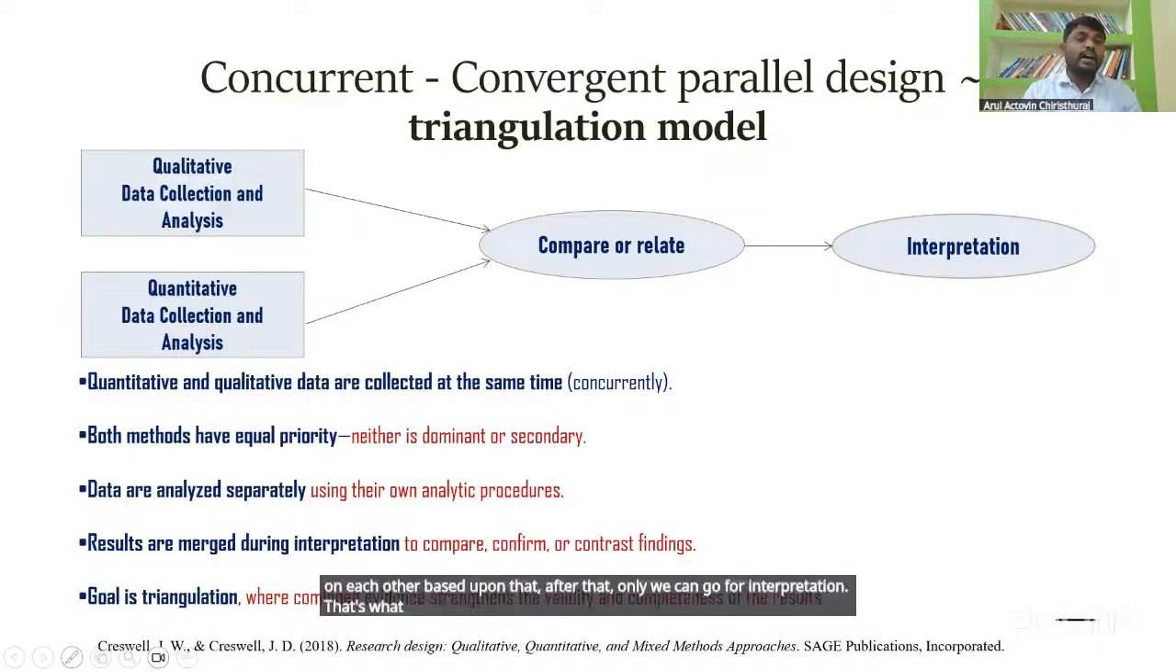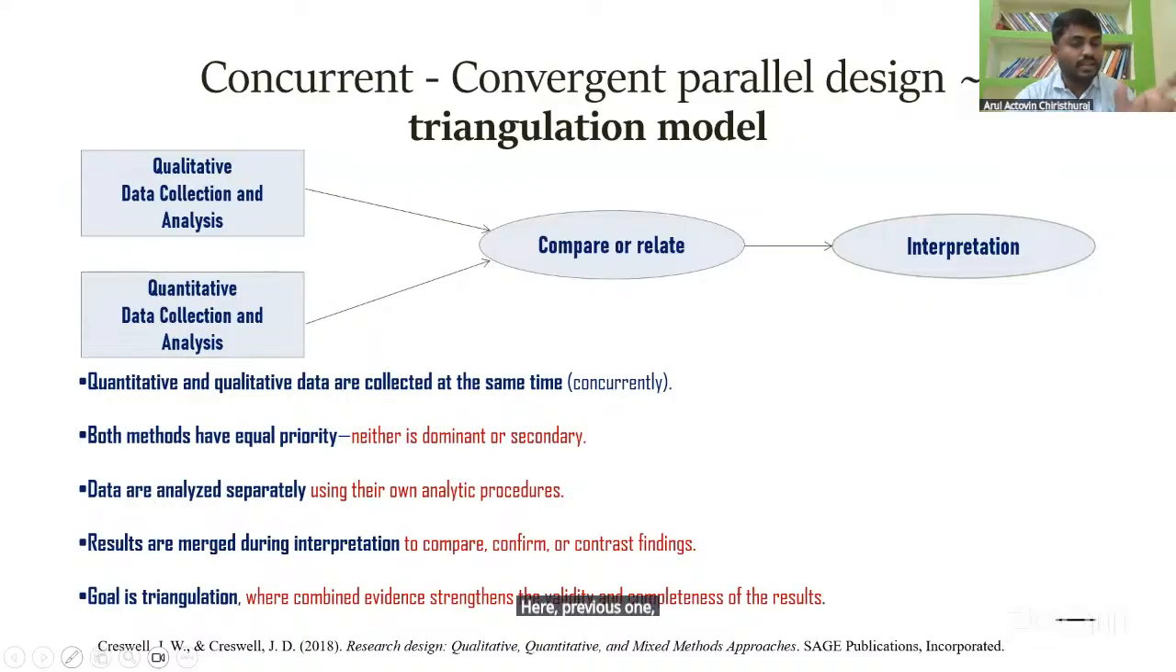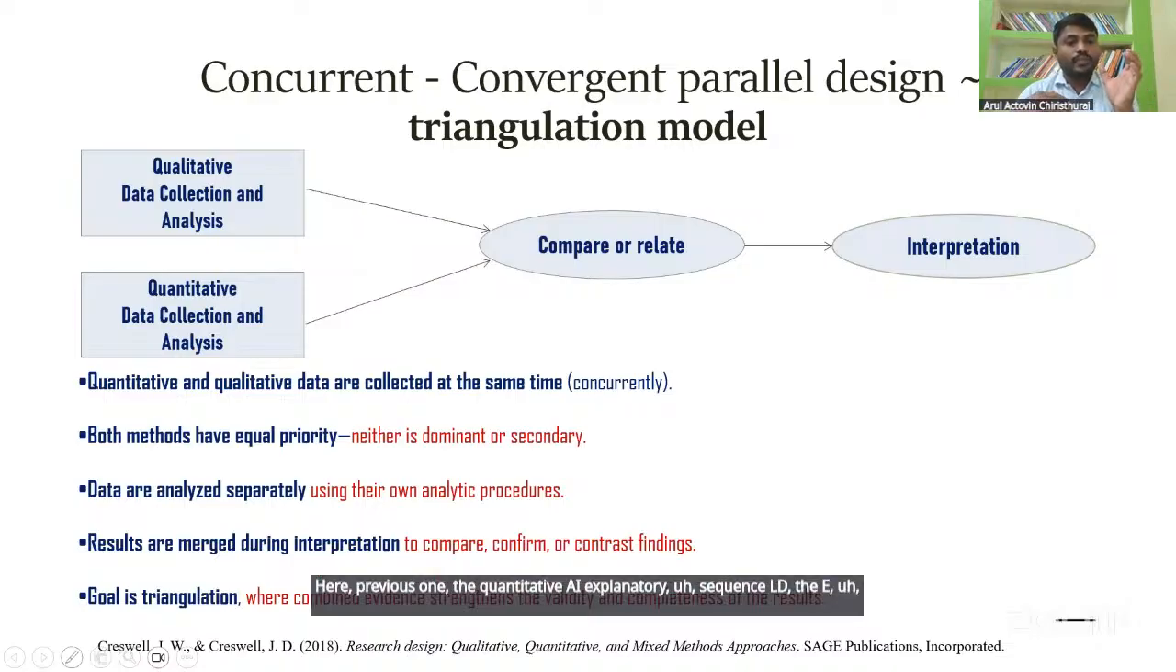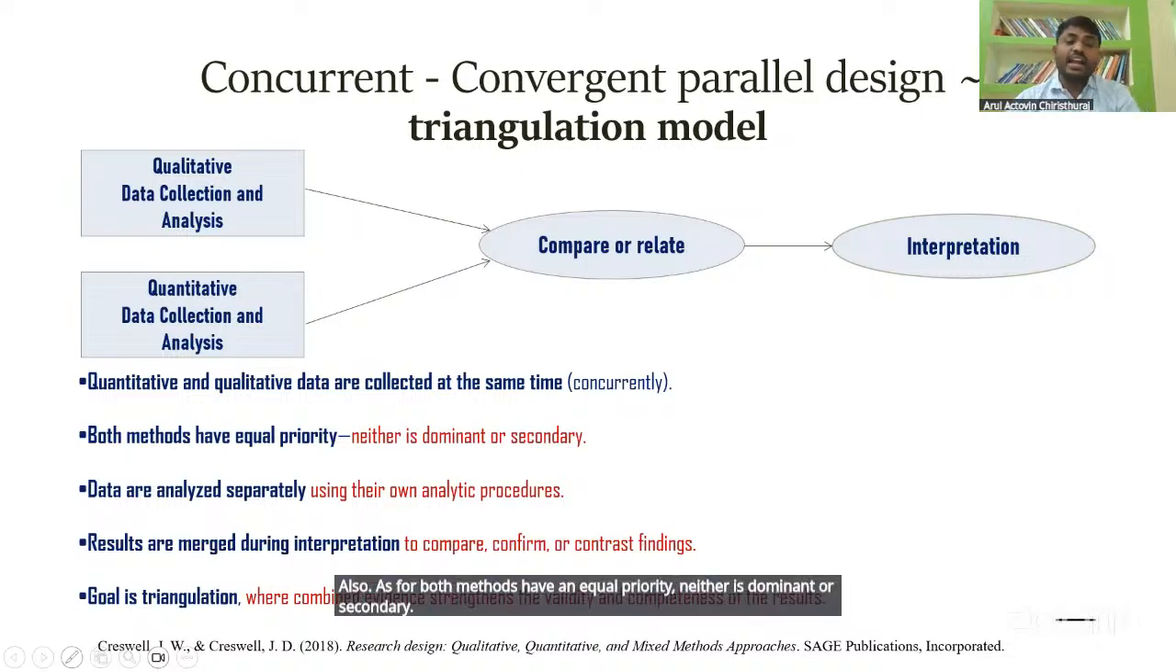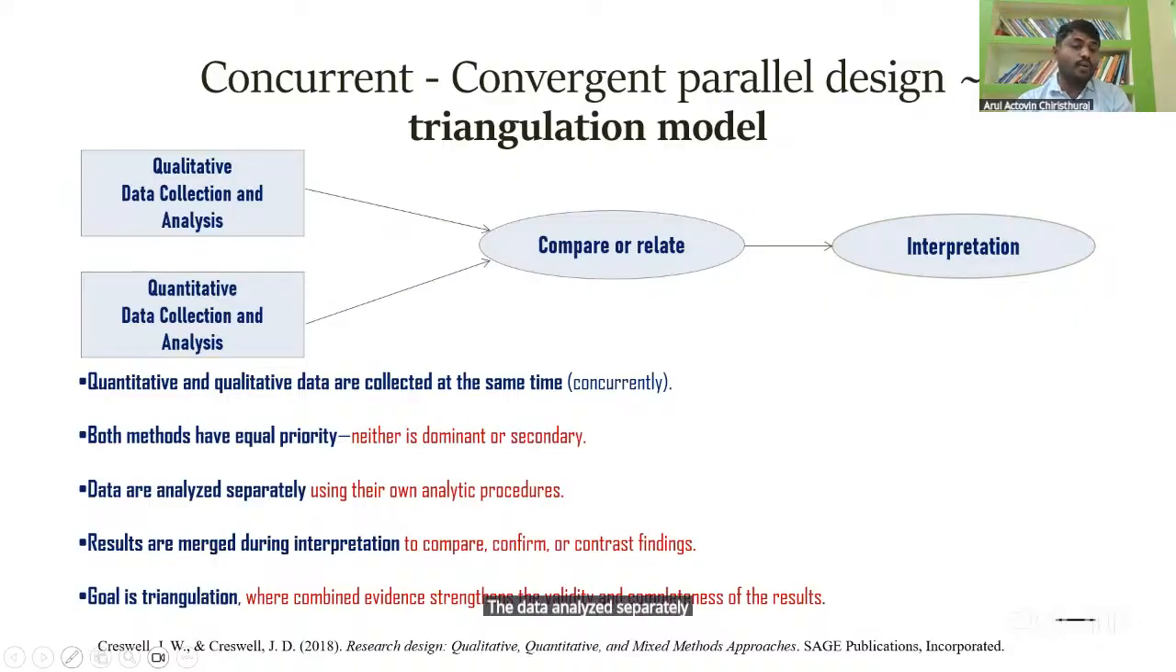In the previous one, the quantitative explanatory sequential design, the dominant priority is quantitative. For the exploratory design, it is qualitative. But here, equal priority is given to both qualitative and quantitative. That's why both methods have equal priority; neither is dominant or secondary. The data are analyzed separately by using their own analytic procedures. We should not analyze both data combined together.